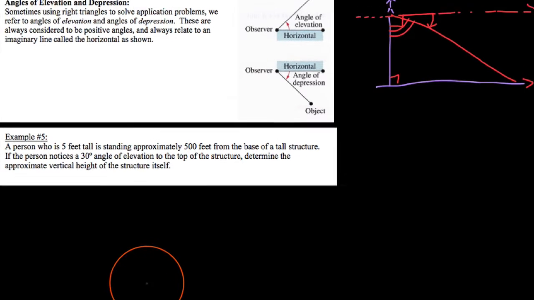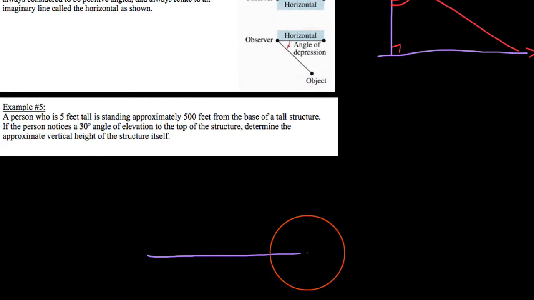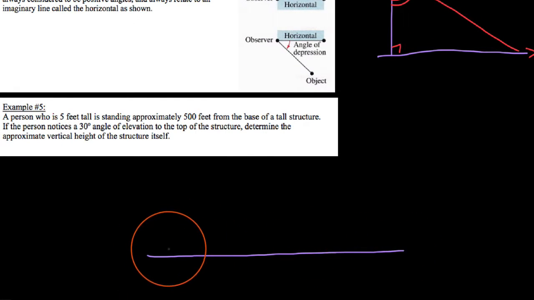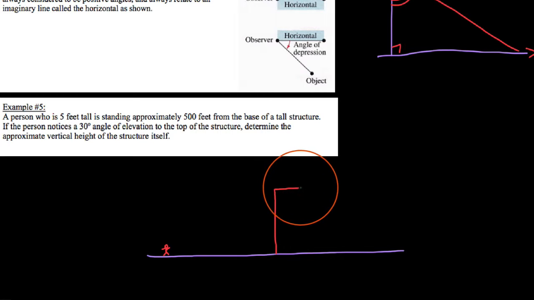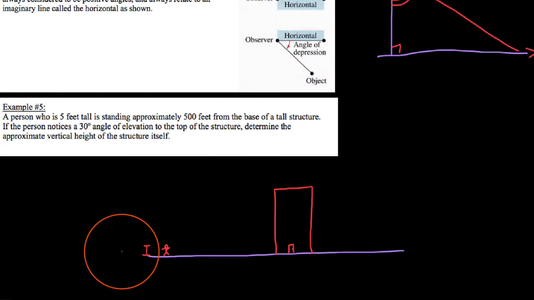So the first thing I want to do is draw in a ground level here, and I'm going to sketch in this person, and nothing here is drawn to scale. So here's my very small 5-foot tall person. Yay! Okay, and there is some tall structure off in the distance here. I'm going to draw it as maybe a building. Here's the door. So here's what I know. This person already, I can tell you, is 5 feet tall.